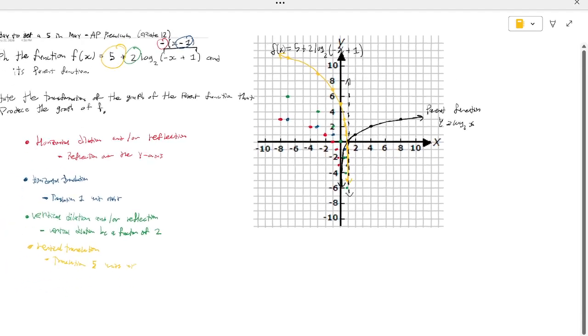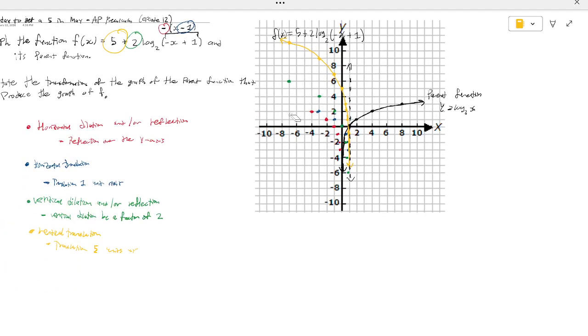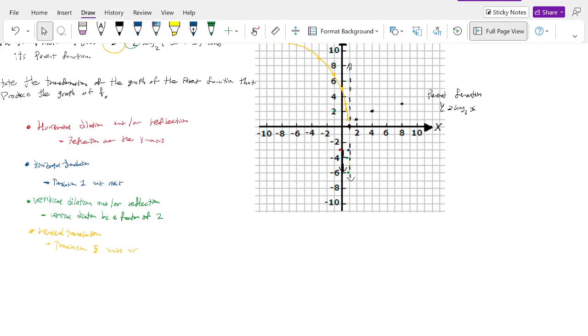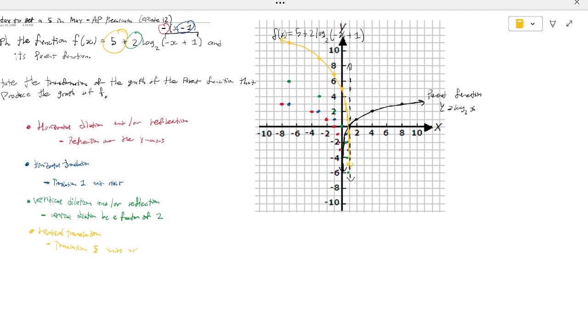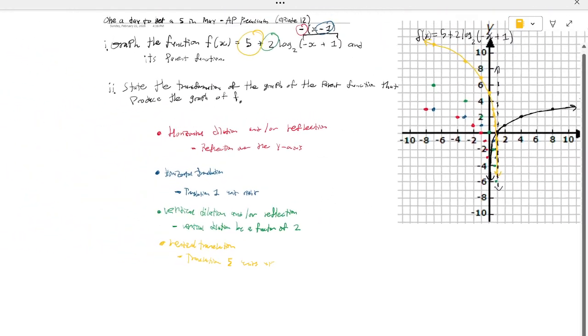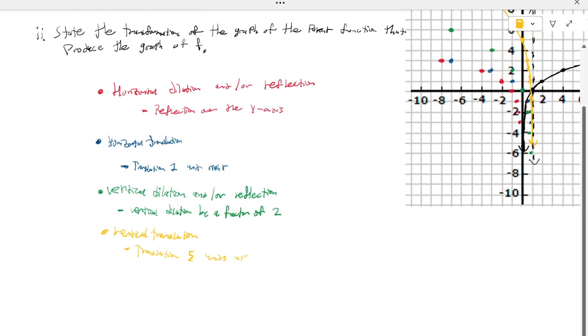Alright, so I can erase all these points now, but alright, never mind. Alright, so that is what the final graph will look like, and that is what the parent function will look like. And these are all of our transformations.